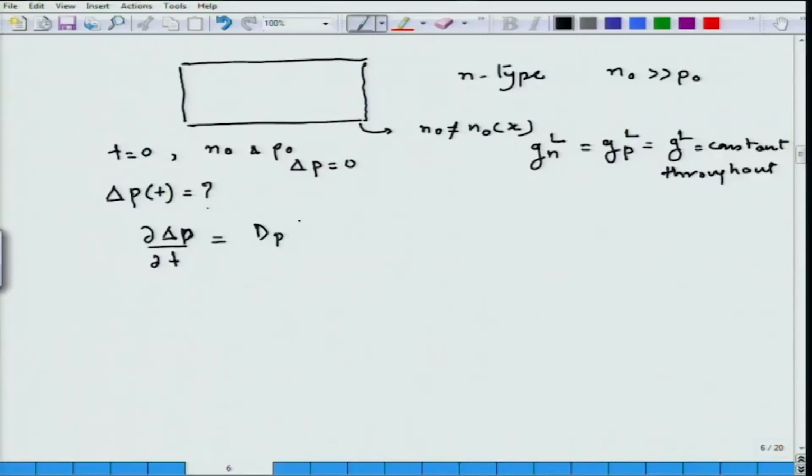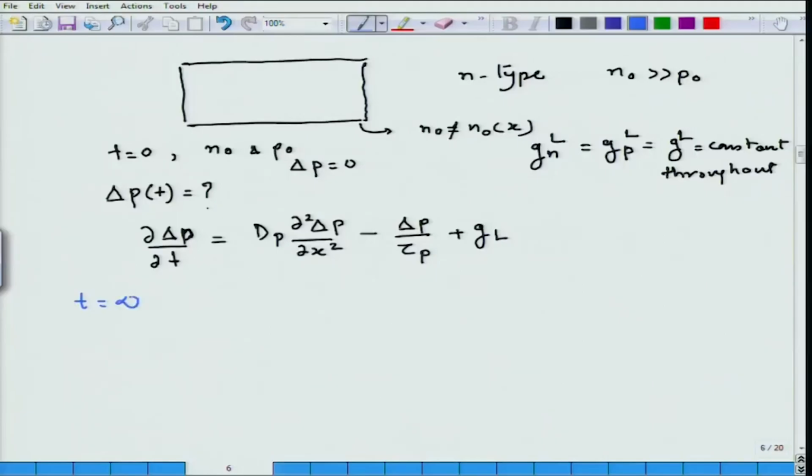diffusion, the excess carrier concentration for holes, minus... So, this is the equation that I need to solve. So, let us first try to see what will happen in steady state. At t equal to 0, we know delta p is equal to 0, but what will happen at t equal to infinity?